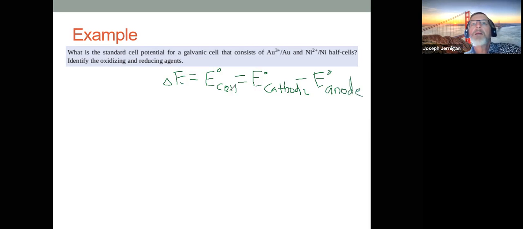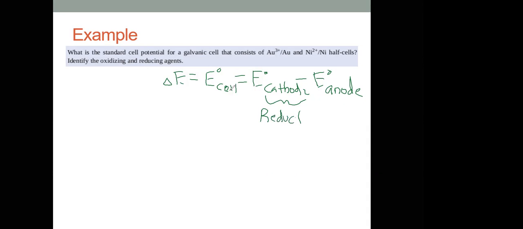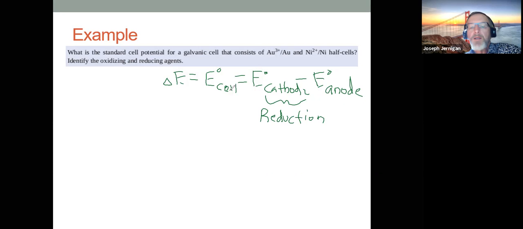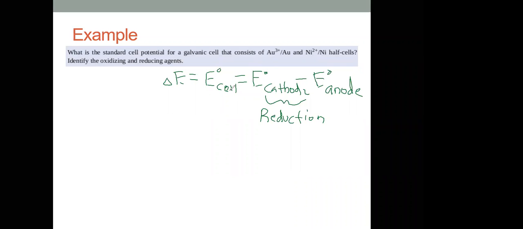Now, what always happens at the cathode? Reduction. Is that the oxidation or the reduction? That's the reduction. But remember, the oxidant, the potent guy high up on the table, is being reduced. So that is a reduction. Gotcha. And the anode is oxidation.